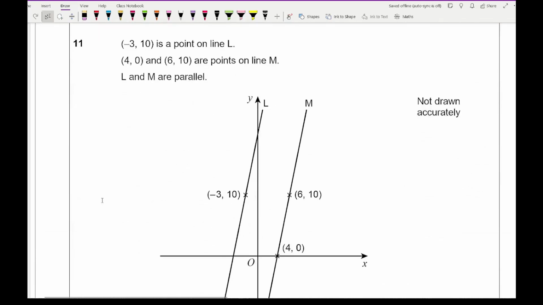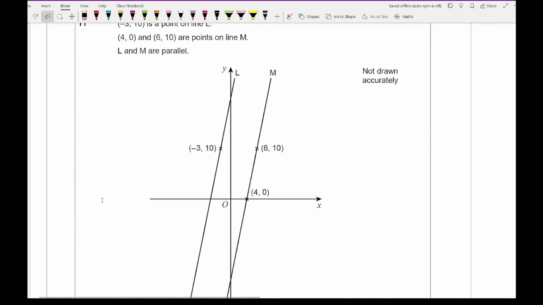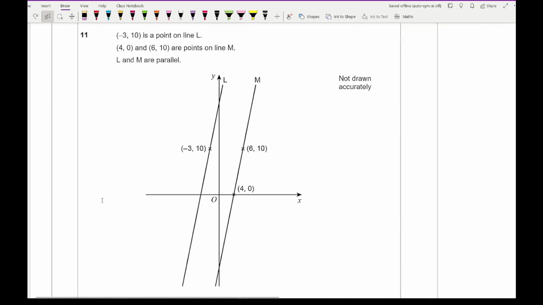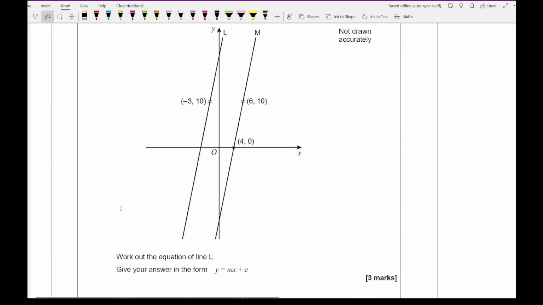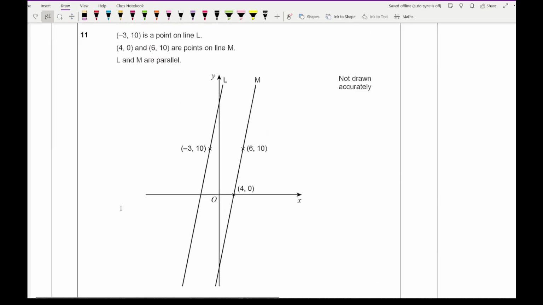Moving on to question 11, and let me just zoom out so we can actually see this question. It says that minus 3, 10 is a point on line L, 4, 0 and 6, 10 are points on line M, L and M are parallel, and the question is asking us to work out the equation of L, giving our answer in the form of y equals mx plus c. So the first thing for me to do is work out the gradient of M. The gradient of M equals the gradient of L because they're parallel.